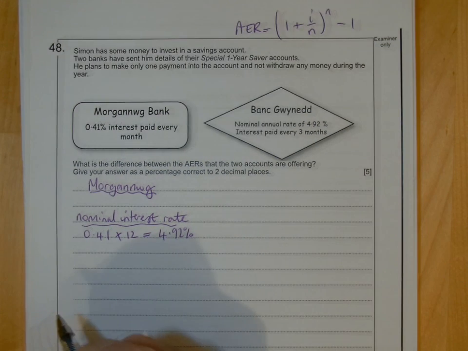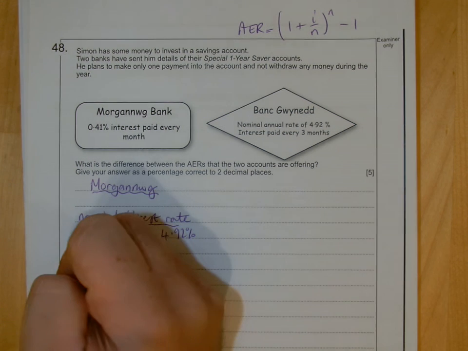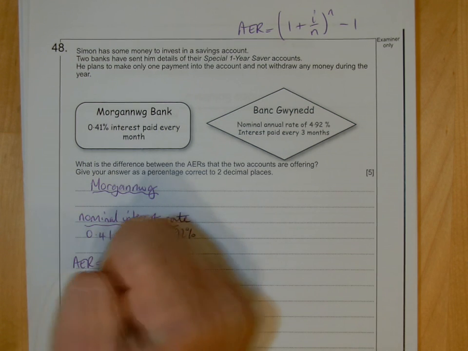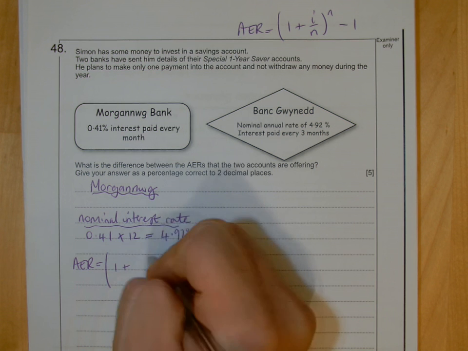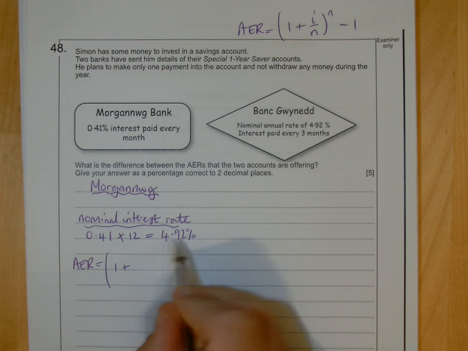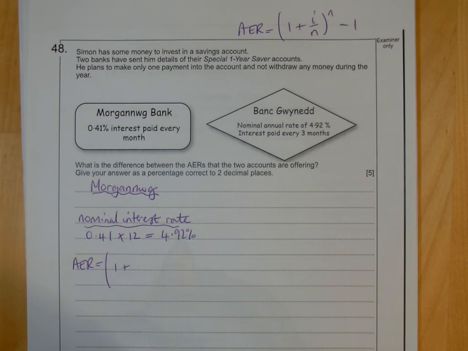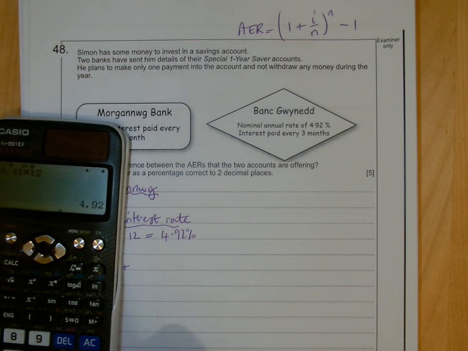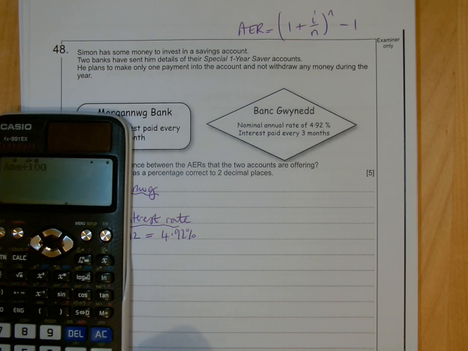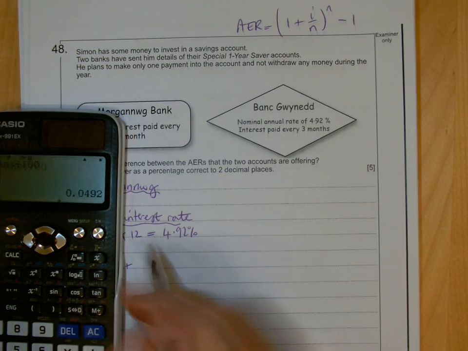Okay, so we're then going to do the AER calculation. So we're going to have 1 plus then I, which will be the nominal interest rate, as I mentioned before. But remember, it's got to be as a decimal, right? So if they give it to you as a percentage, just divide it by 100 and it'll come out as a decimal for you.